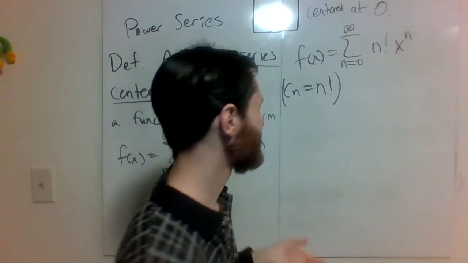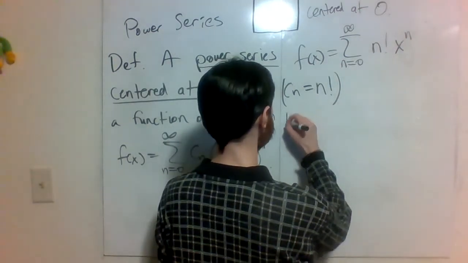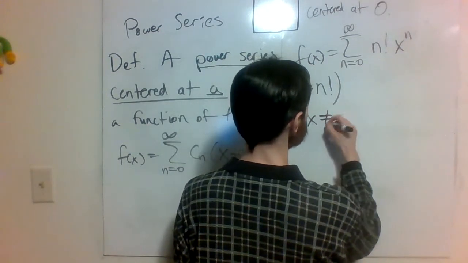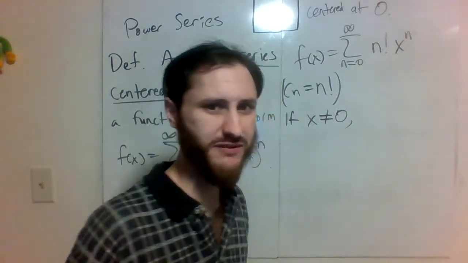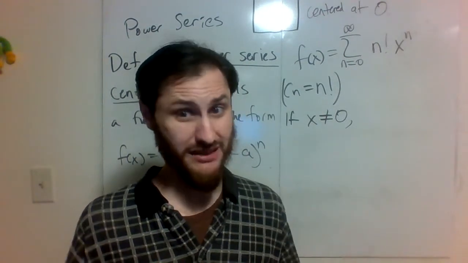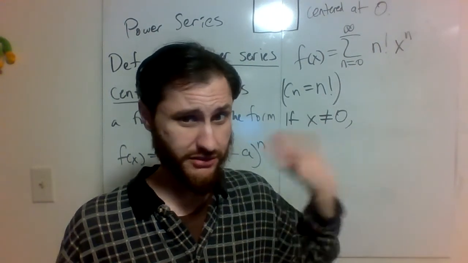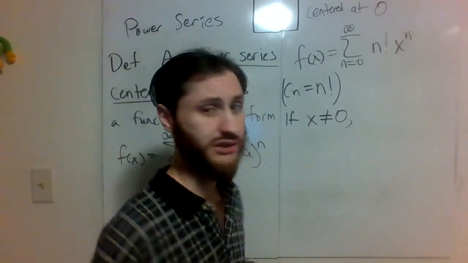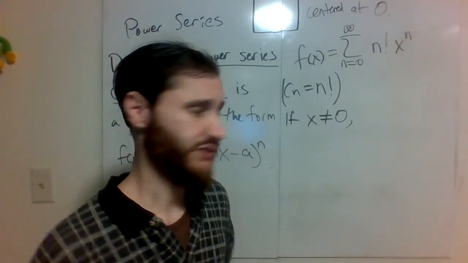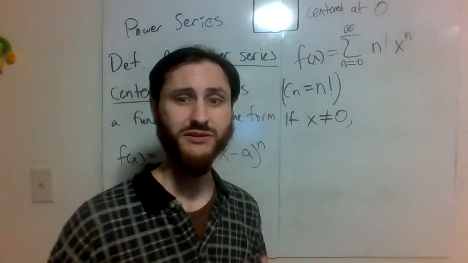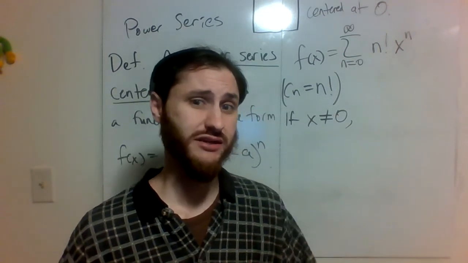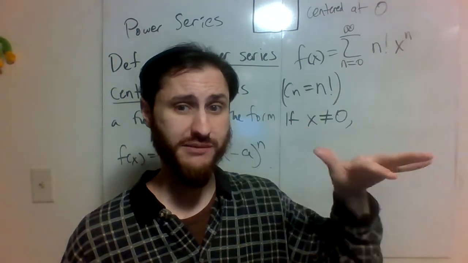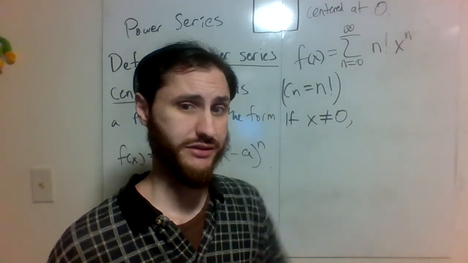So, in fact, if I fix x to be any number besides 0, we know what happens at 0, we just talked about that. If x is any other number besides 0, let's look at the ratio test. Remember, for the ratio test, we set up the limit as n goes off to infinity of the n plus first term over the nth term.